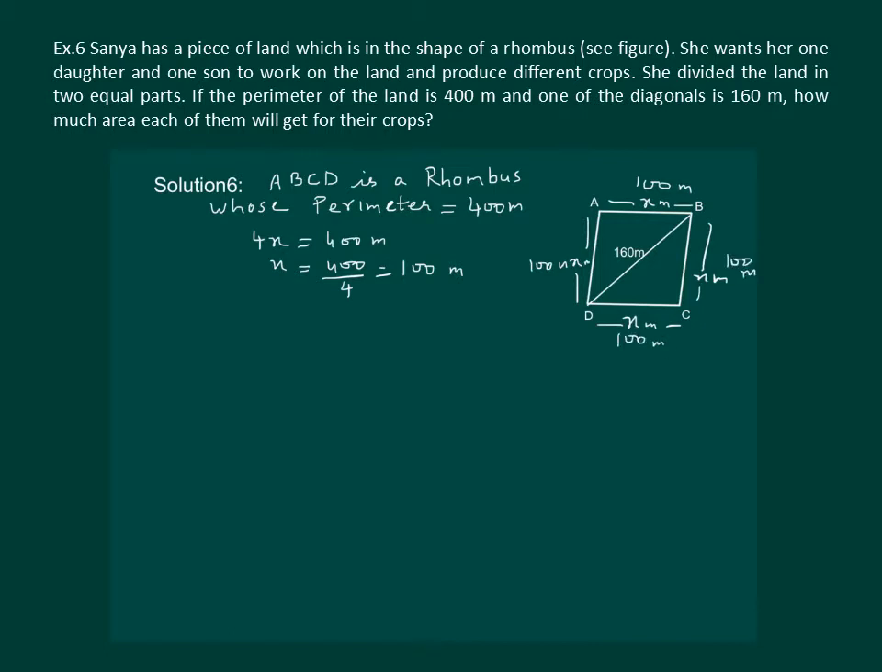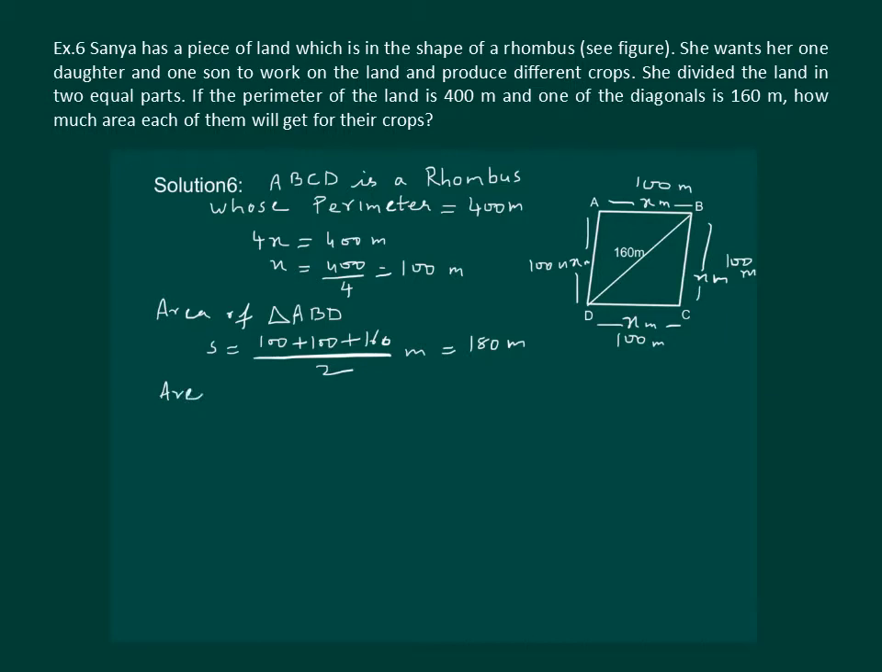Now it is very easy to find area of any one triangle ABD or BCD, as the diagonal is dividing it into 2 equal parts. So let us find area of triangle ABD by Hero's formula. So let us calculate semi-perimeter. It will be 100 plus 100 plus 160 whole by 2 meters, that will be 180 meters.